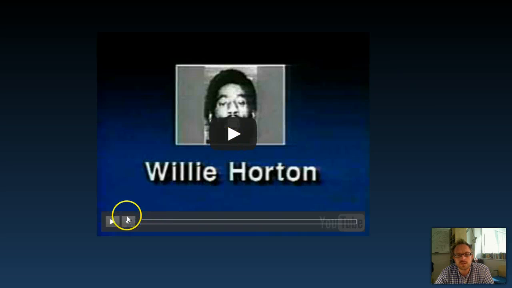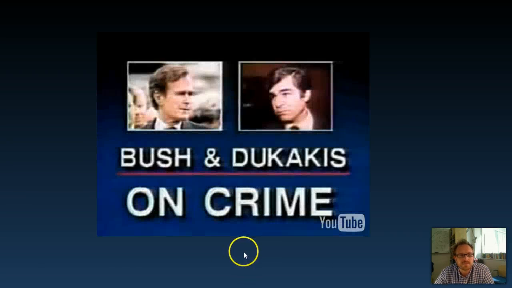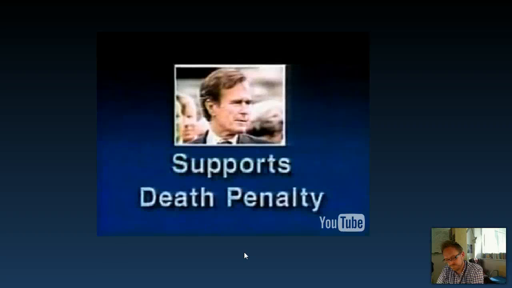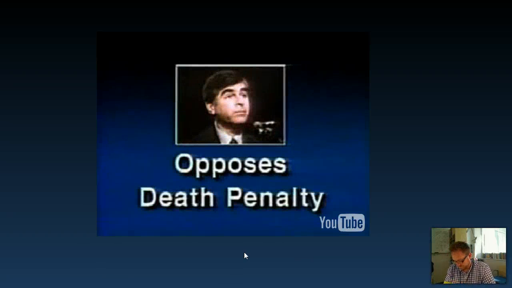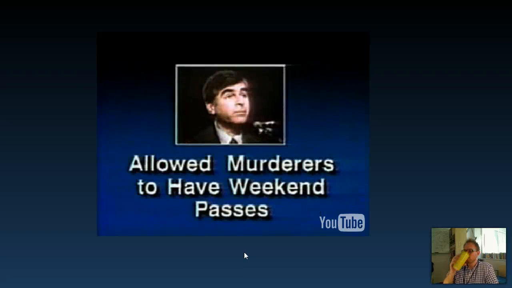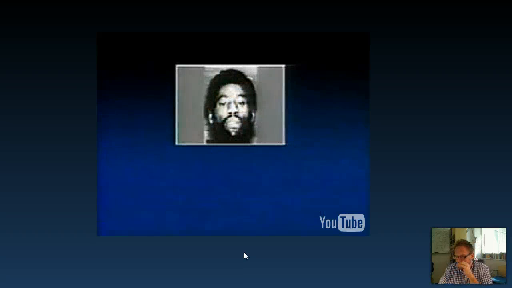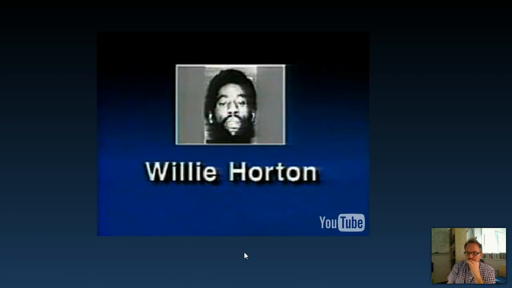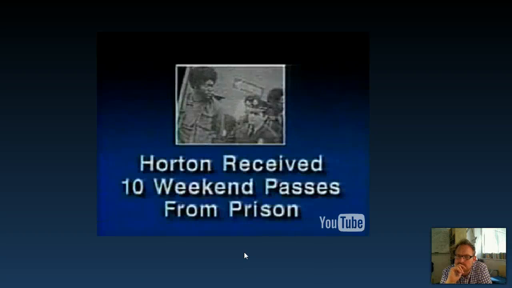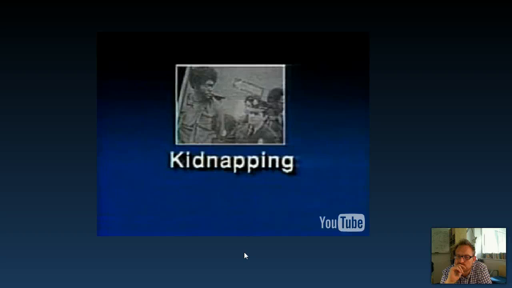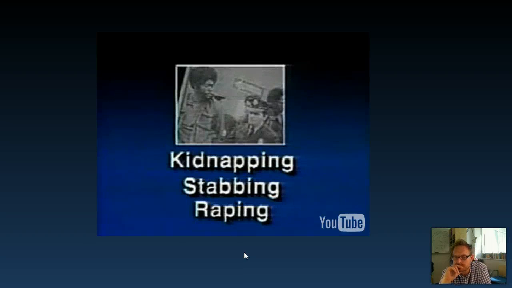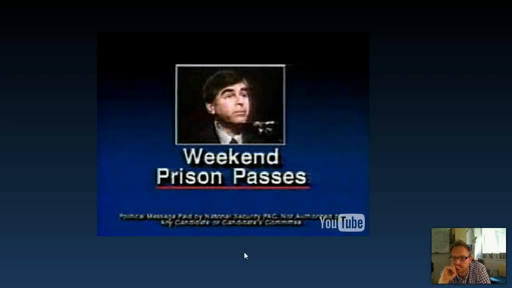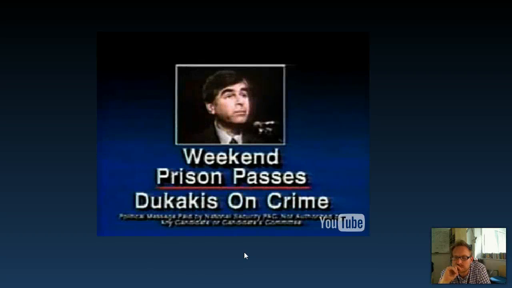First, there's the Willie Horton. Well, just listen. Bush supports the death penalty for first-degree murderers. Dukakis not only opposes the death penalty, he allowed first-degree murderers to have weekend passes from prison. One was Willie Horton, who murdered a boy in a robbery, stabbing him 19 times. Despite a life sentence, Horton received 10 weekend passes from prison. Horton fled, kidnapped a young couple, stabbing the man and repeatedly raping his girlfriend. Weekend prison passes. Dukakis on crime.